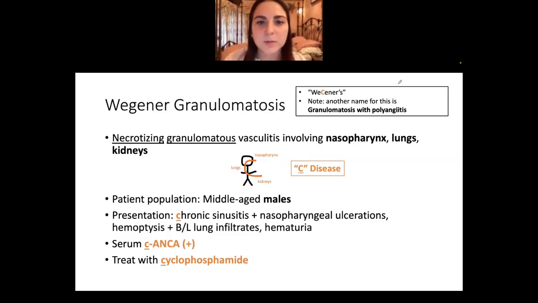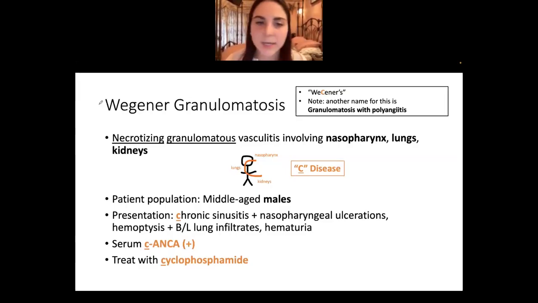All right, your first one is Wegener's. A lot of this, again, Sitar says, but I added my own notes just from doing questions and learning about these in other instances. So this is Wegener's granulomatosis.